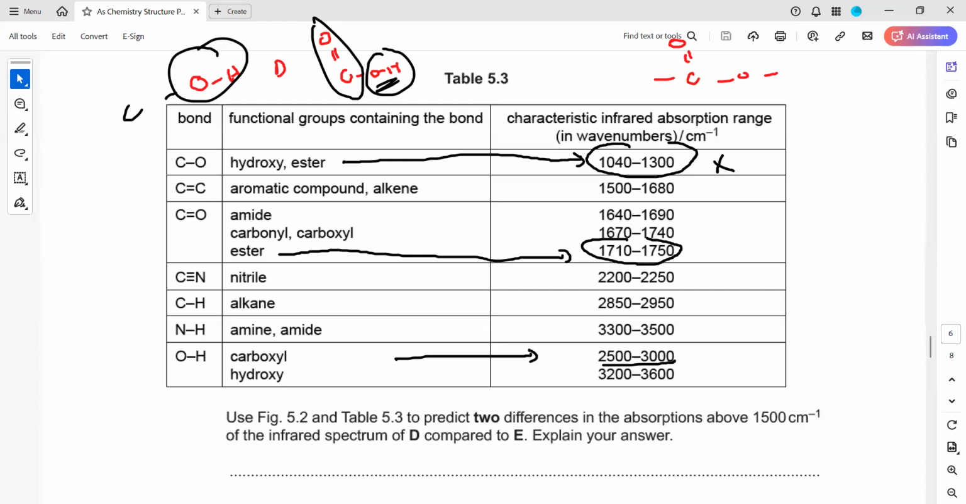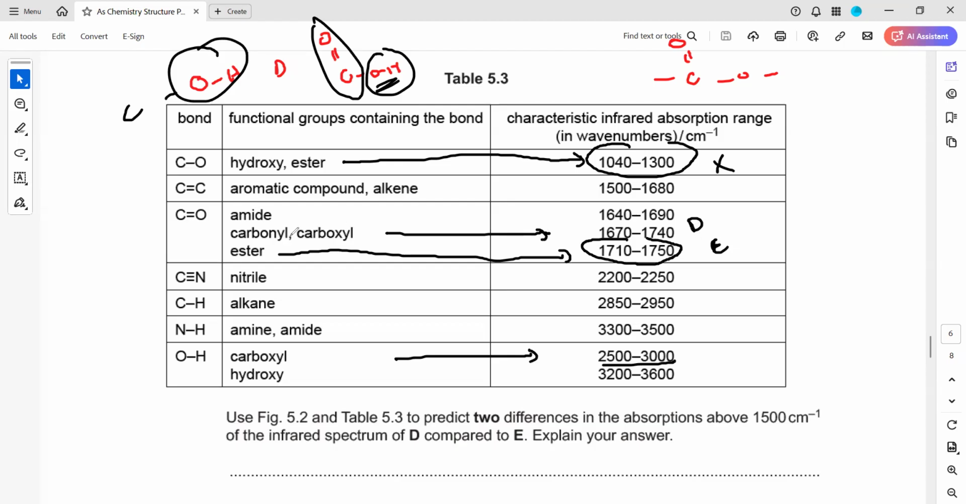So what peaks can we use to distinguish between the compounds? The carboxyl D has an OH group. In E, we will find an ester, with C double bonded with O. Doesn't D have C double bonded with O? Yes, D also has it. But for a carbonyl group, for ester in E, C double bonded with O is 1710 to 1750. The C double bonded with O for a carbonyl will be there in D.